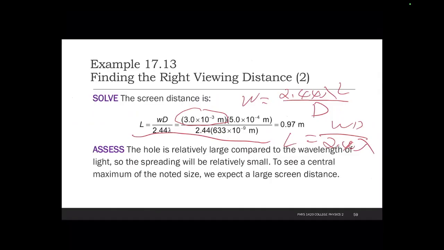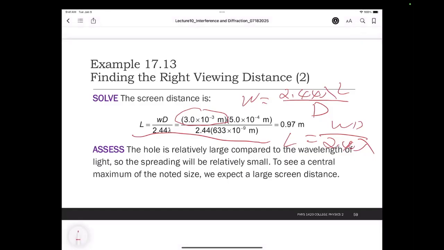It is 0.97 meter. The hole is relatively large compared to the wavelength of light, so the spreading will be relatively small. To see a central maximum of this size, we expect a large screen distance. Yeah, so you can see this screen distance is quite large. It's almost 1 meter. Okay.